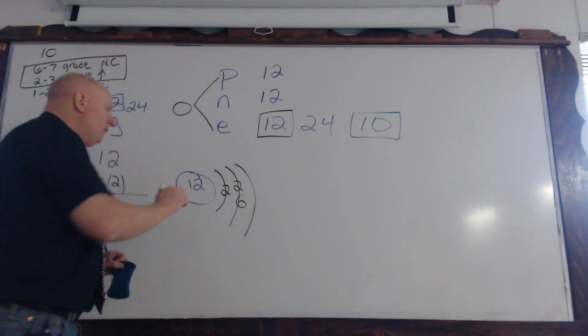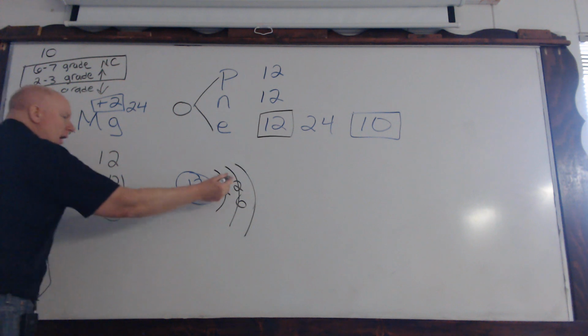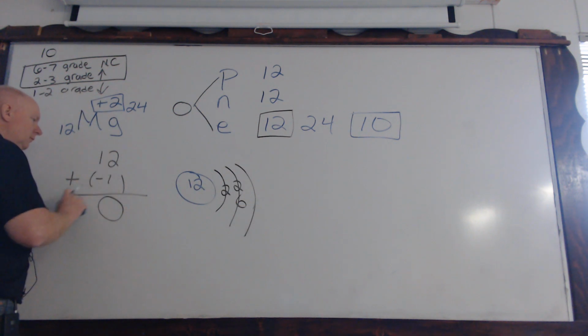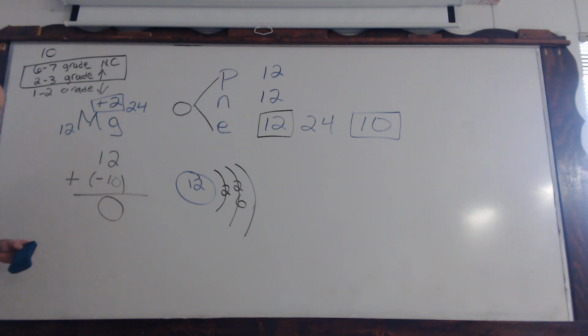coinciding with that one? Because how many do you have outside? 10. And what happens when you add those two together now? You get 2. So this now matches that. Correct? Using your algebraic skills. All right.